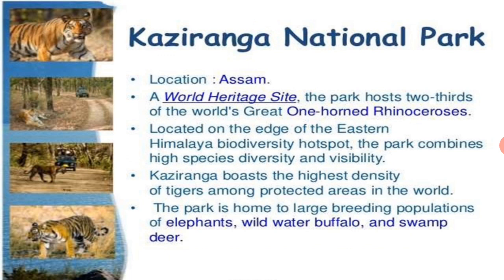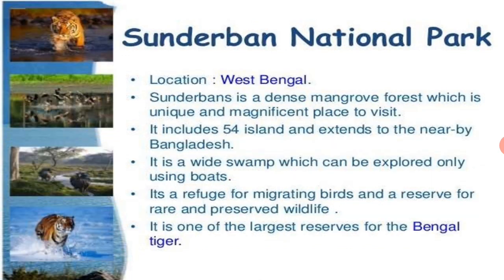The park is home to a large breeding population of elephant, wild water buffalo and swamp deer. Sundarban National Park is located in West Bengal. Sundarban is a dense mangrove forest. India has a very large mangrove forest called Sundarban. Sundarban is located in the muddy area near West Bengal.